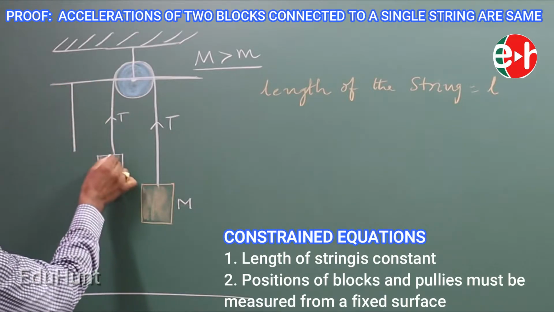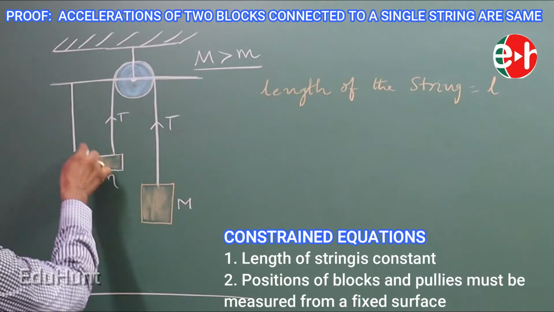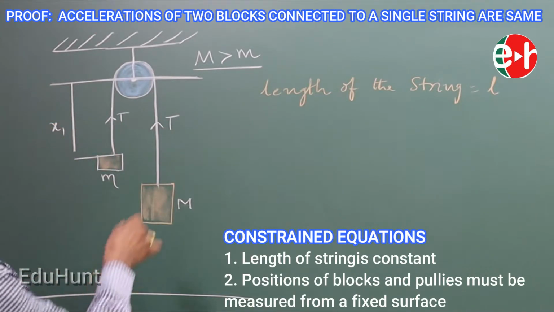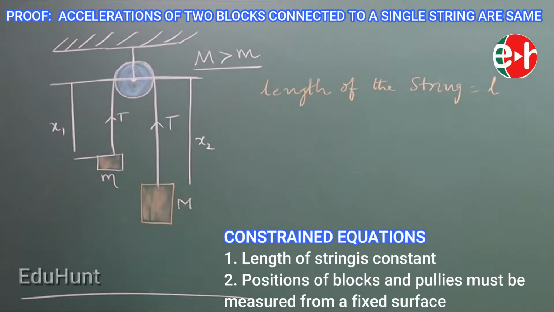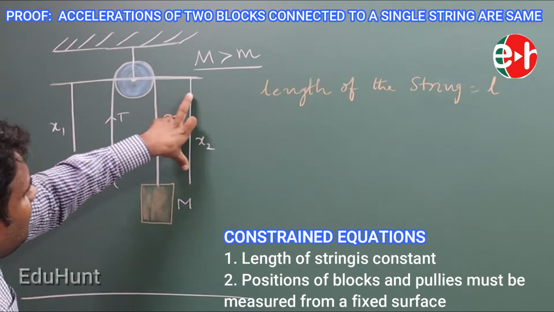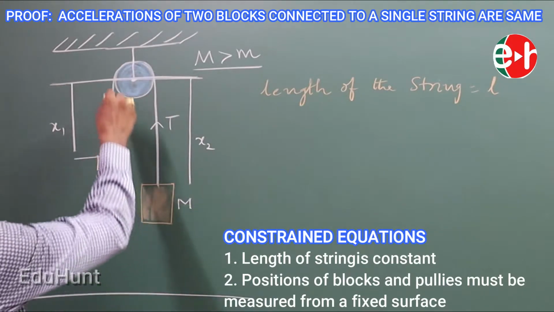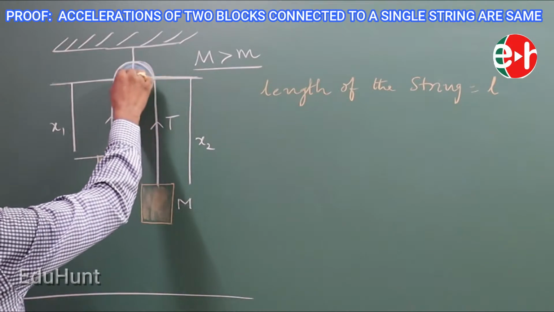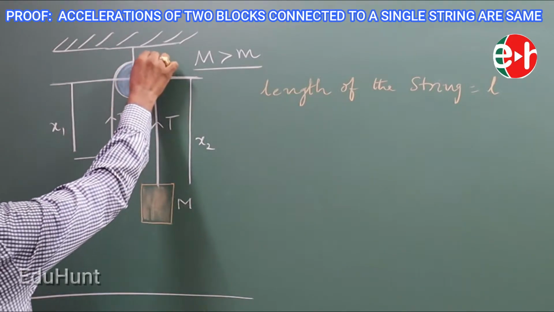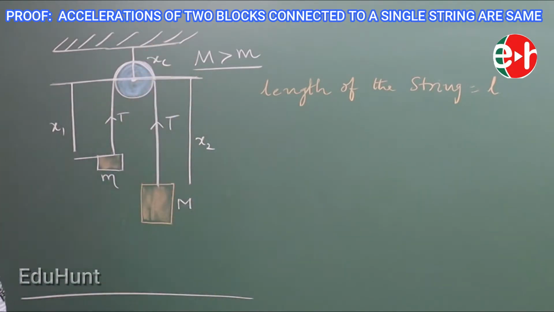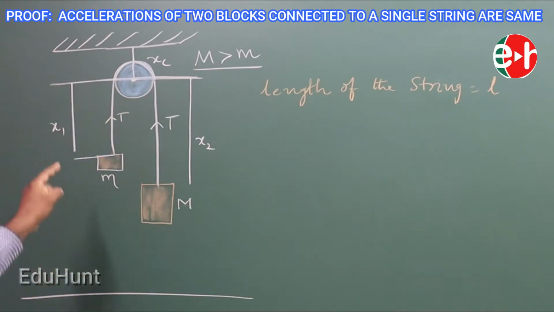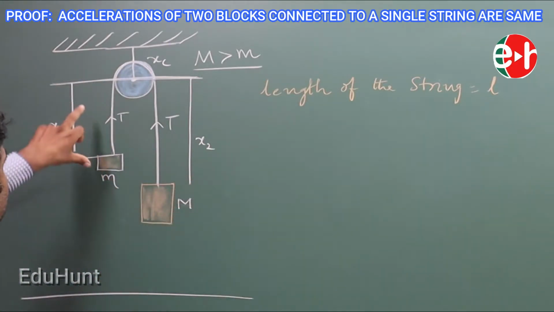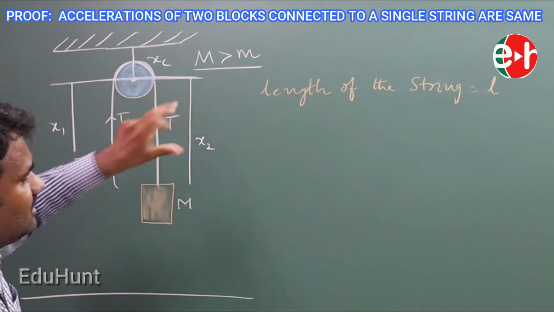I take this mass m is at a distance x1. I take this mass capital M is at a distance x2. So now this is our x1, this is our x2. And generally we ignore this length, but even if you want to consider this length, take this as xc, meaning the length of the string in the curved part. Then length of the string means what? This distance plus this distance, right?